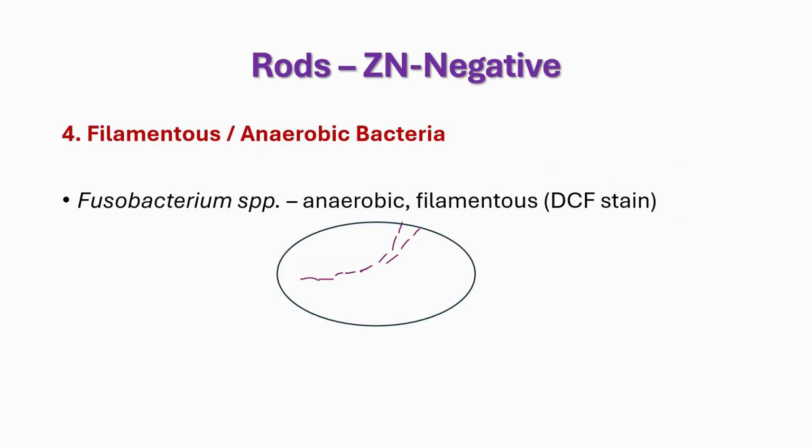Next, gram-negative rod that is Ziehl-Neelsen negative is the filamentous gram-negative bacteria, which include Fusobacterium species, which are anaerobic and often appear thread-like under the DCF staining. In summary, gram-negative bacteria can be classified by morphology into cocci, Coccobacilli to rods, curved forms, helical spirochetes, and filamentous anaerobes. Understanding their shape and staining characteristics helps in rapid identification in the lab.